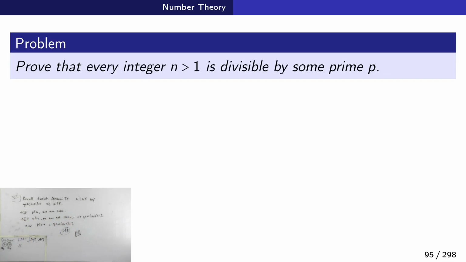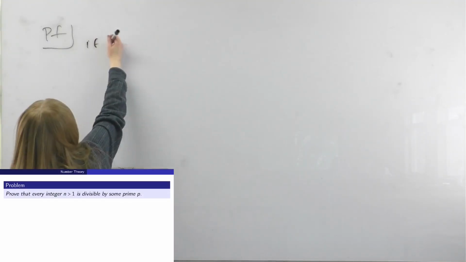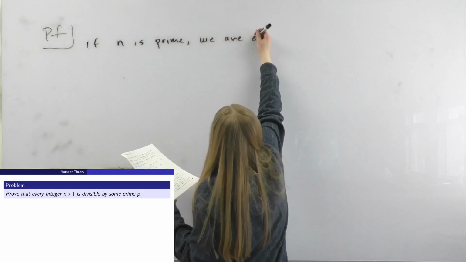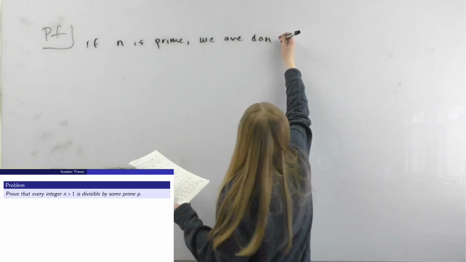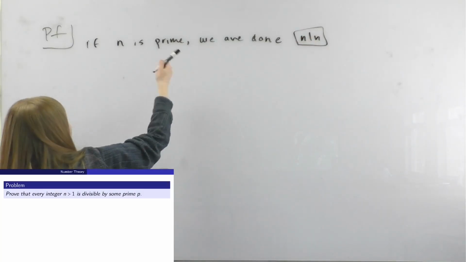Oh, this one's cool. Okay. So we have proved that every integer n greater than 1 is divisible by some prime p. If n is prime, we are done. Right? We know this. If n is not prime, we are not done.